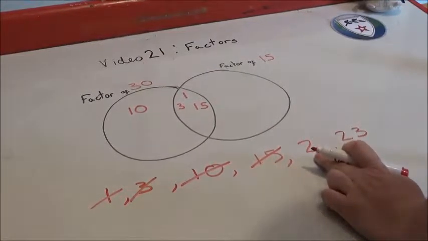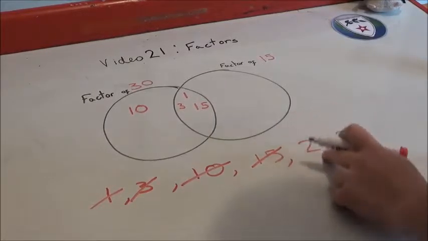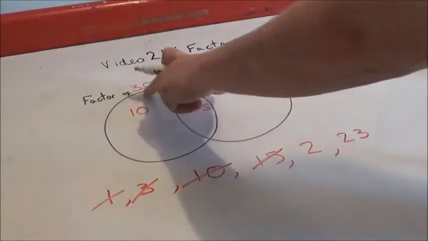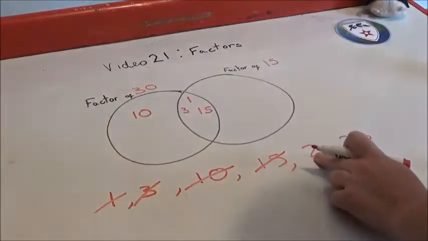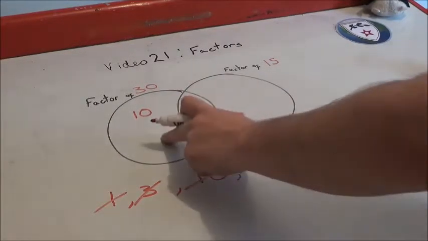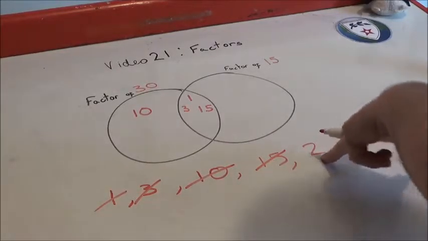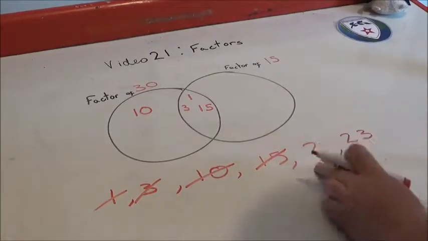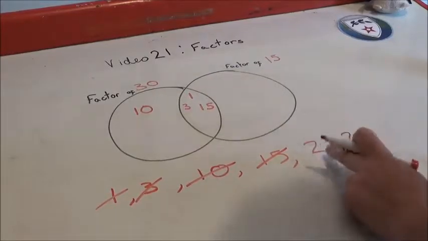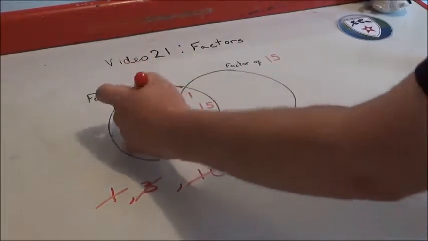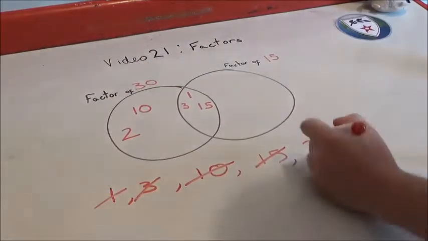Moving on to number 2. So, 2, is it a factor of 30? Well, yes, because 30 divided by 2 is 15, no remainder, so it is a factor of 30. But 15 divided by 2 is 7.5. So again, I've got that decimal number. So it's not a factor of 15. So here, 30 divided by 2, I'm going to put it in there.